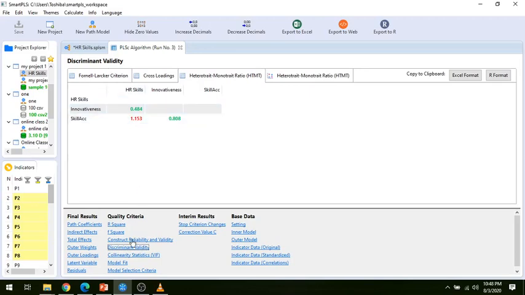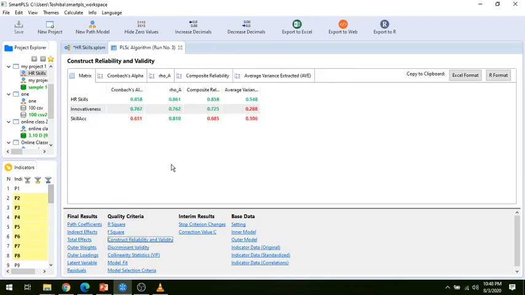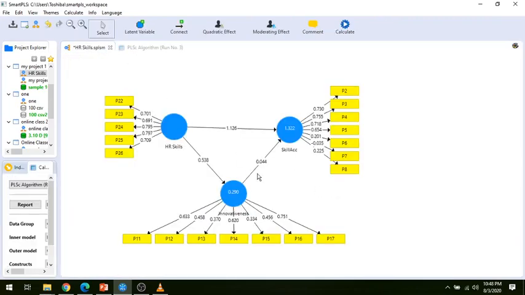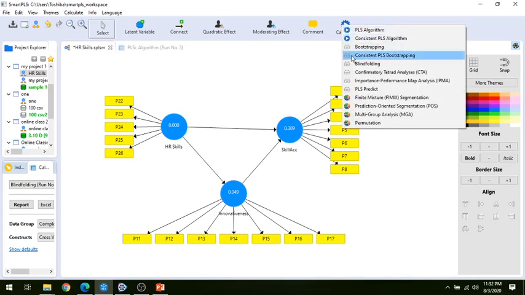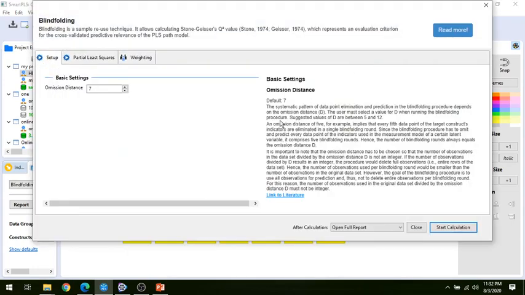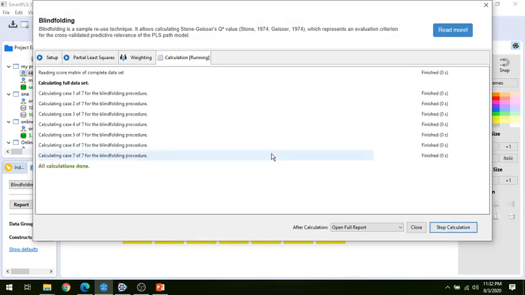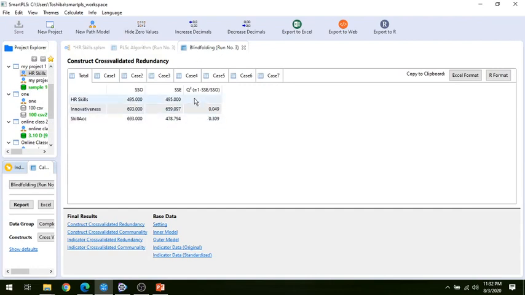So in this way we calculate the reliability and the validity using the Smart PLS software, which is very easy method. For predictive relevance or the predictive validity, which is a part of criterion related validity, we will go to calculate and blindfolding, click start calculation, and you will get the output.